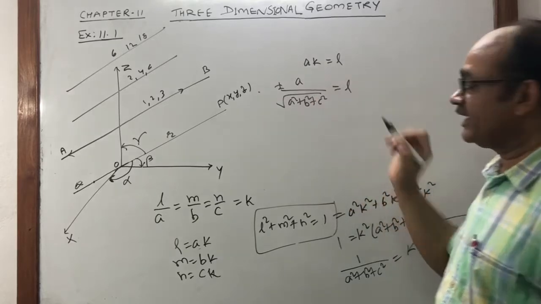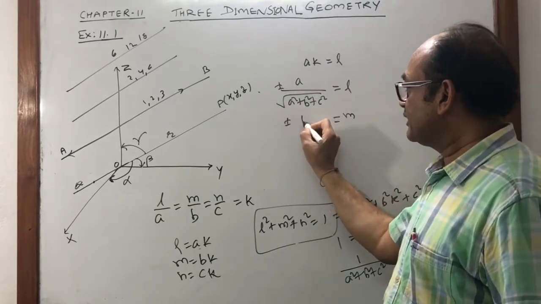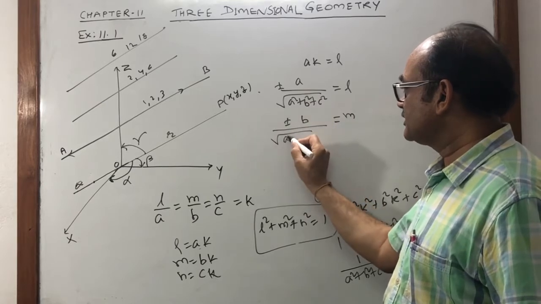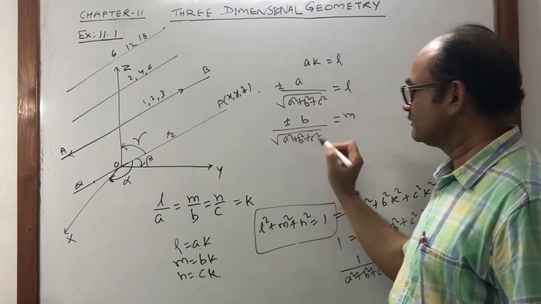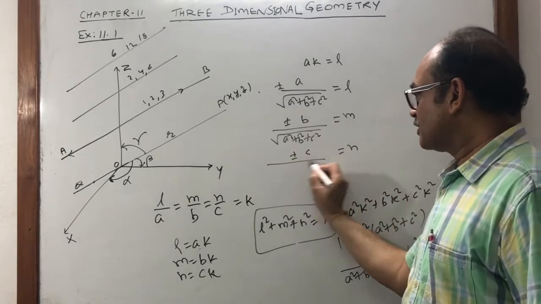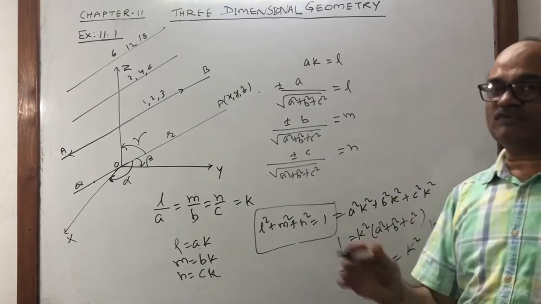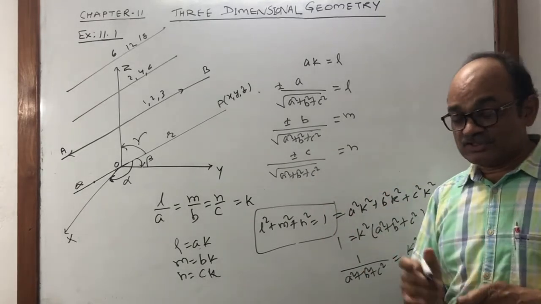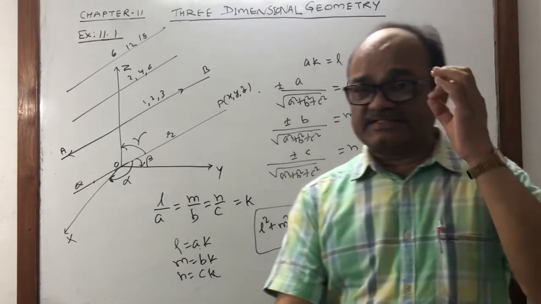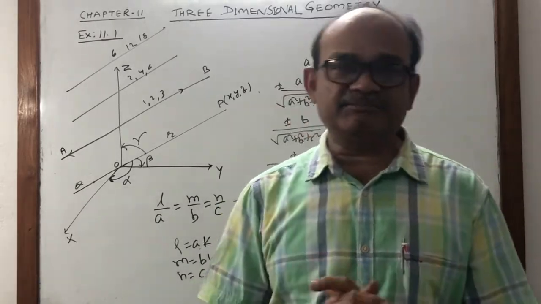This is the value of L. Similarly, if I want to calculate M, then it is plus minus B upon under root A square plus B square plus C square. And if we want to calculate N, it is plus minus C upon under root A square plus B square plus C square. That is the value of N. Correct? So the most important thing is what are direction cosines, what are direction ratios, and the relation between them.